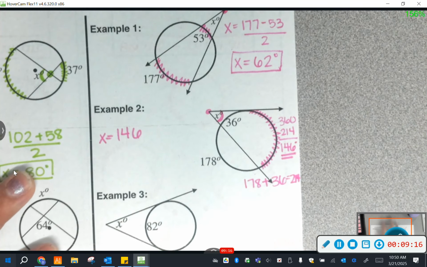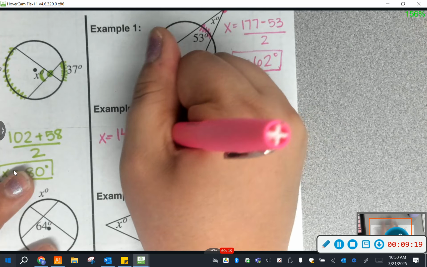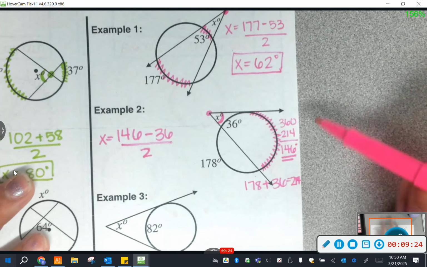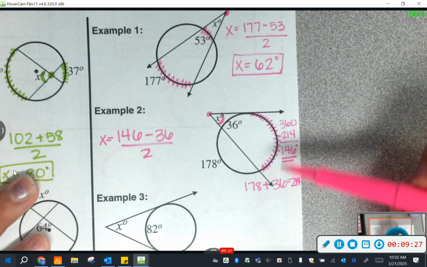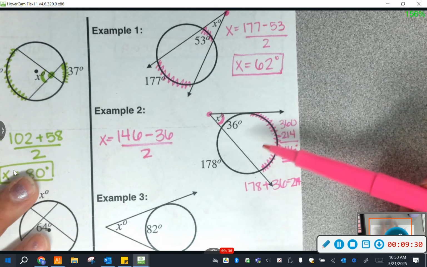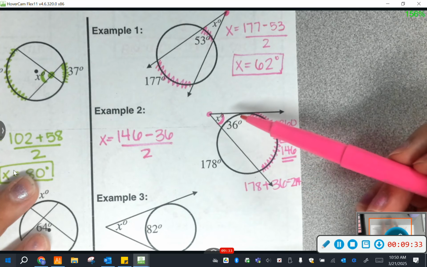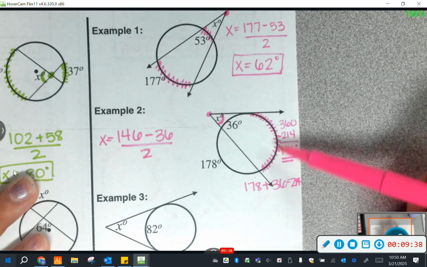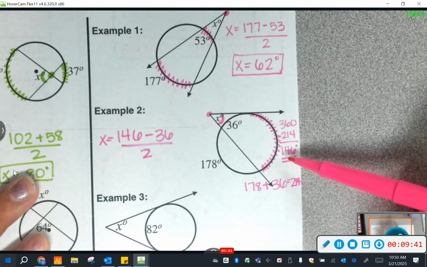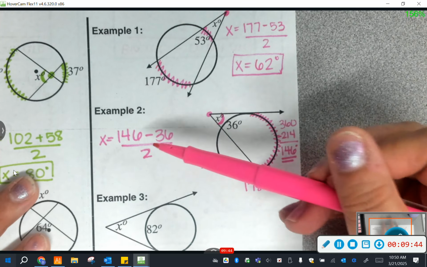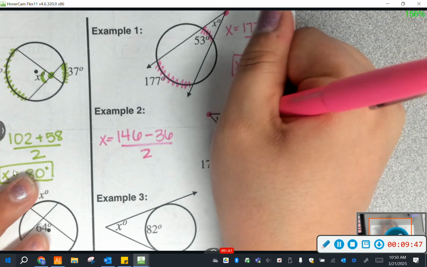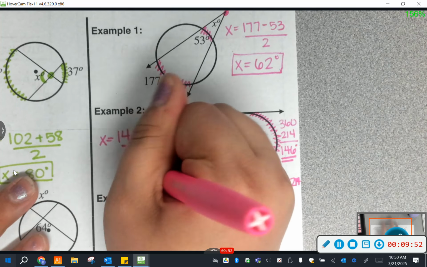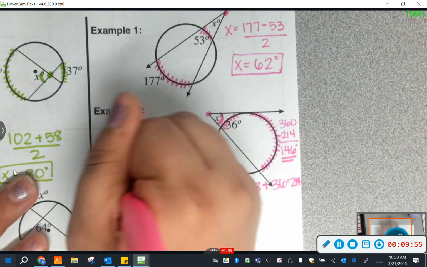I do the big arc minus the little arc divided by 2. I did that kind of fast. Does anybody need me to re-explain what I did here? Right here, I have 178 and 36. So I added them, and I subtracted by 360 to find the rest. And I got 146. That's my big arc. 36 is my little arc, so I subtracted them and divided by 2. And what did y'all get? 55 degrees.